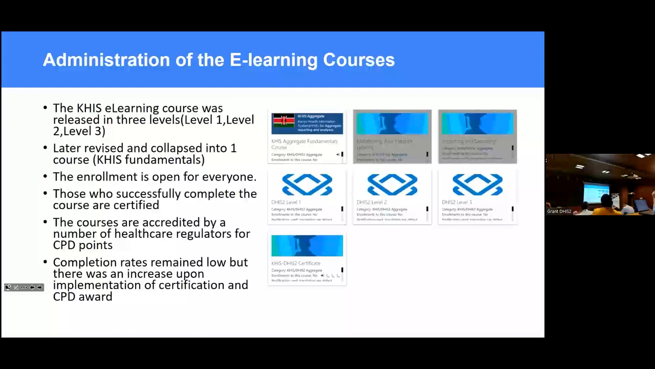We're able to monitor the enrollments, and we're also able to monitor the completion rates for the course and for the different levels. So for those who successfully complete the course, we are able to give them certificates, and they're also able to get CPD points. And this is really after having a discussion with the different regulatory bodies, so they can actually pick up and are able to award them the CPD points. So completion rates was previously low, but have also increased after the implementation of the certification and the CPD points.